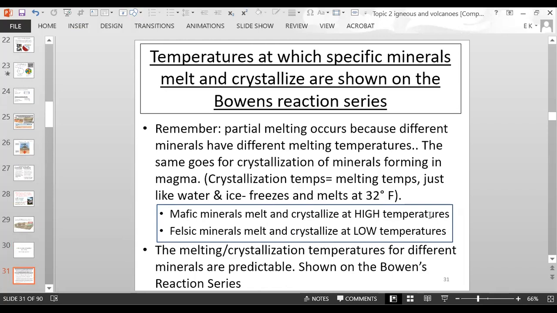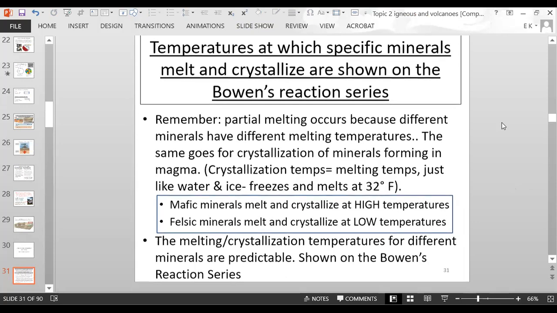Now, when I talk about high and low, we're still talking about extremely hot temperatures, but they're low or high compared to each other. So like the felsic minerals, it's going to be related to like 800 degrees Celsius, which is still extremely hot, but it's low compared to the mafic minerals. So the melting and crystallization temperatures for different minerals are predictable and shown on the Bowen's reaction series, which I will show you on the next slide.